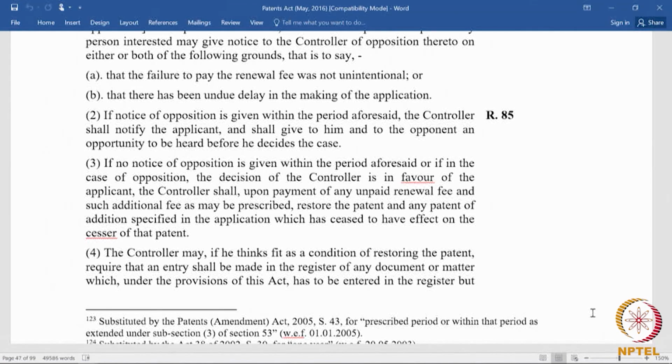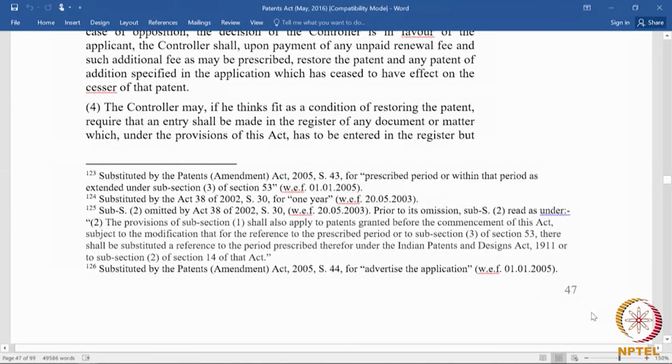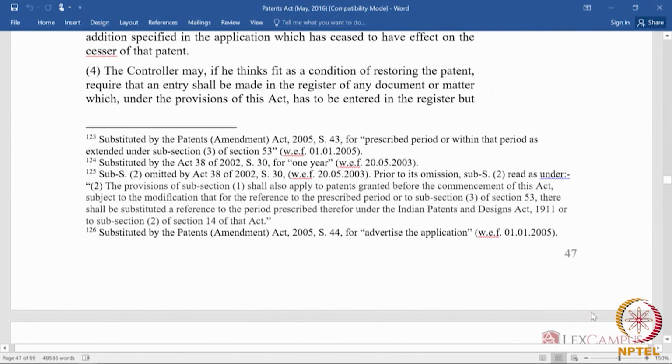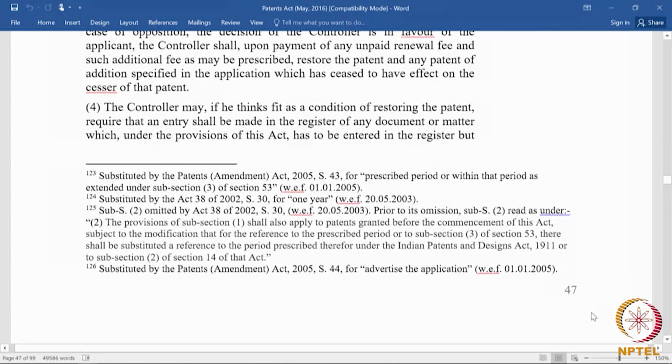The controller shall, upon payment of the unpaid renewal fee, so you need to pay the unpaid renewal fee and such additional fee as may be prescribed, restore the patent. Four, the controller may, if he thinks fit, as a condition for restoring the patent, require that an entry shall be made in the register of any document or matter which under the provisions of the Act shall be entered in the register which has not been so entered. So, the controller can, as a condition for restoration, make an entry in the register.